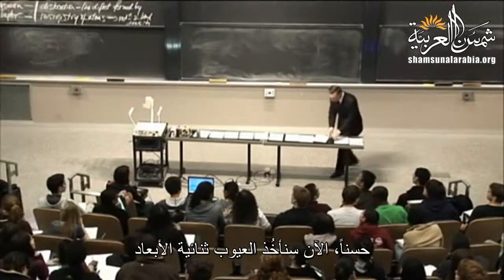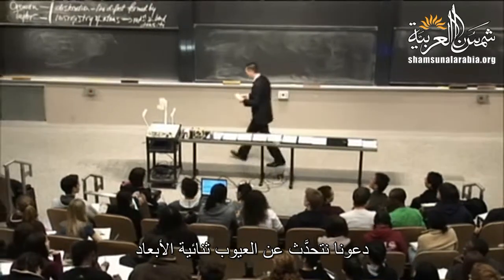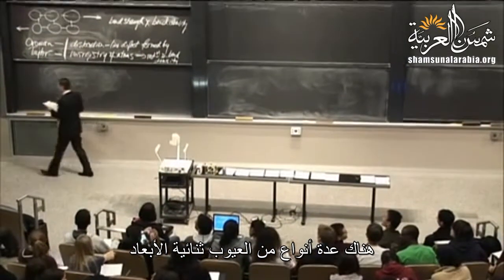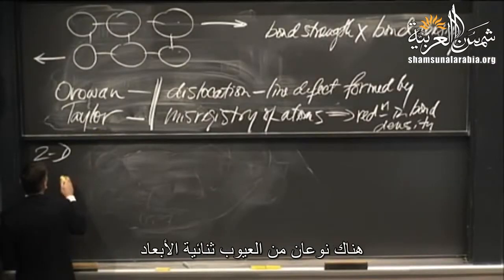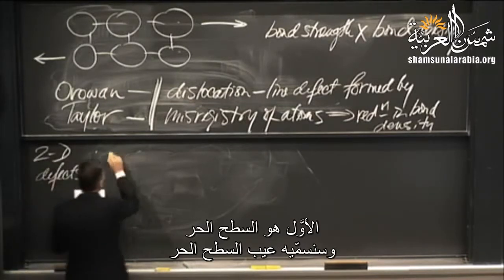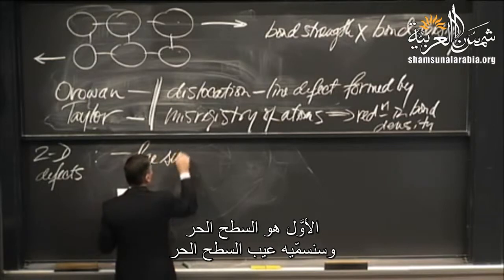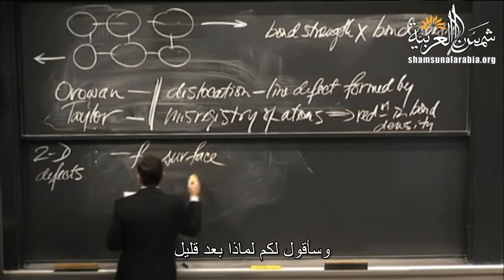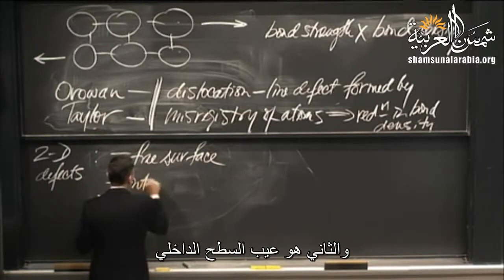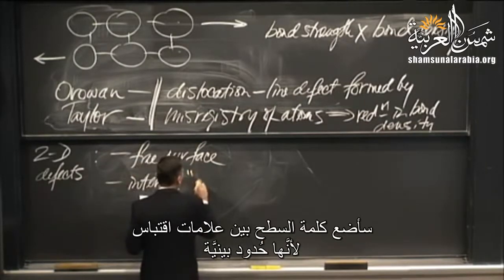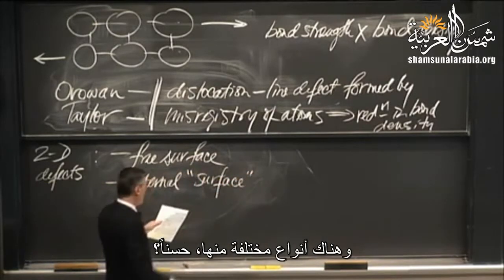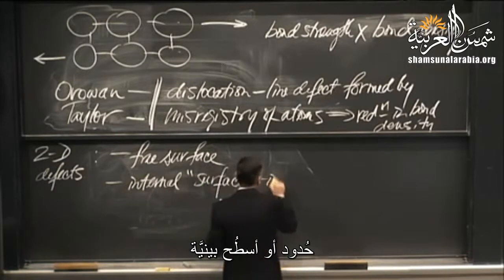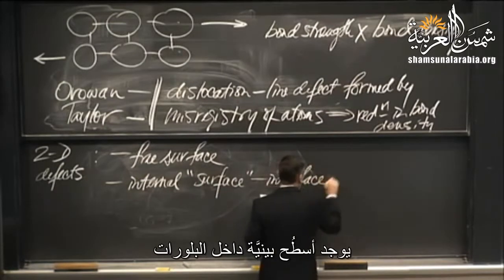All right, so now we're going to go to two-dimensional defects. The dislocation is one-dimensional. There are two types of two-dimensional defects. One is the free surface. We're going to call the free surface a defect. I'll explain why in a second. And then internal surfaces. I'm using surface in quotation marks. They're interfaces, and there are different types of them. There's an interface inside the thing.